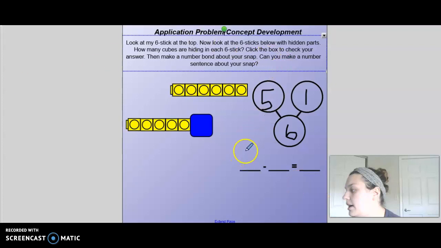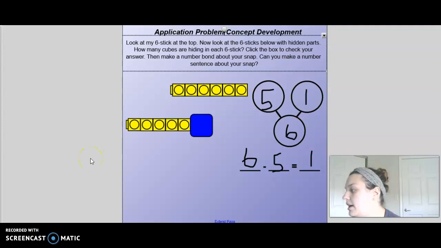All right. So I know my whole is 6 by looking at the number bond and my picture. And then I saw that we have 5 cubes showing, and I have a 5 here. 6 minus 5. And then although I can't see the hidden one, I looked at my number bond and saw that there's a 1. So 6 minus 5 equals 1.